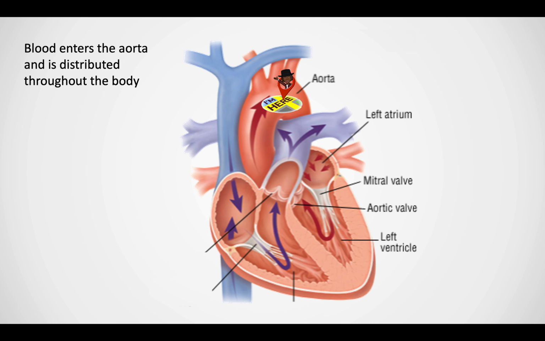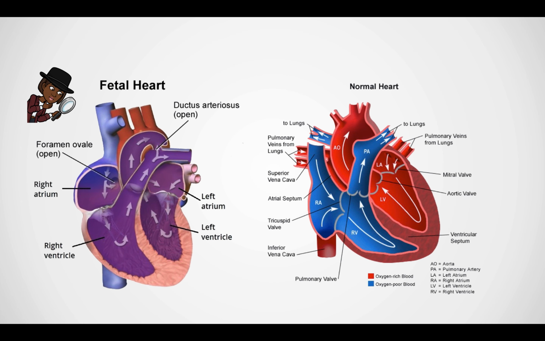Now, the fetal heart is a little different from the adult heart. In the fetal heart, there's an opening between the right and left atrium called the foramen ovale. So when oxygenated blood comes from the mom and enters the right side of the fetal heart, it flows into the right atrium and then moves straight into the left atrium via this opening.